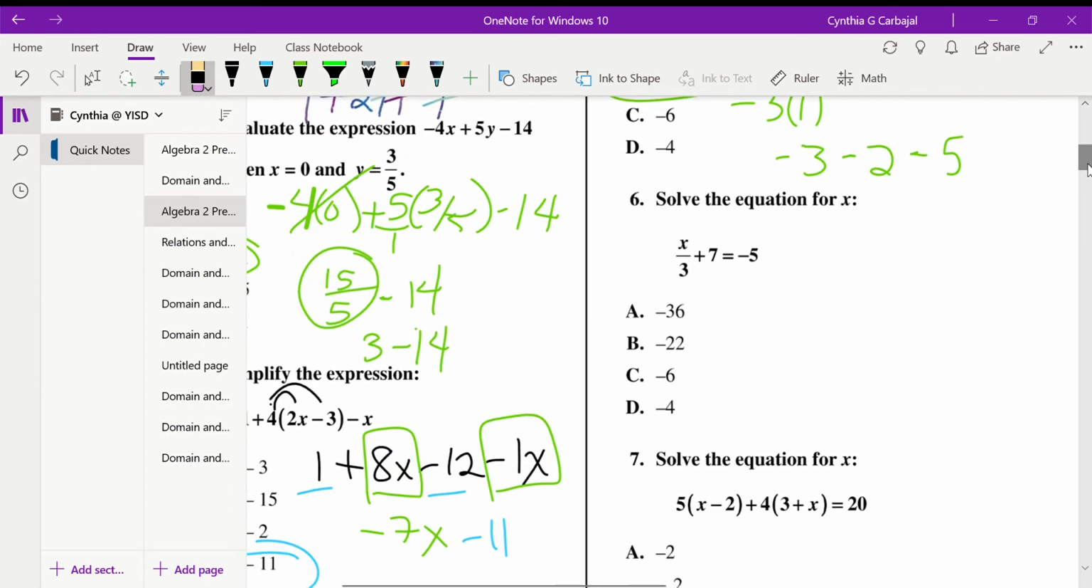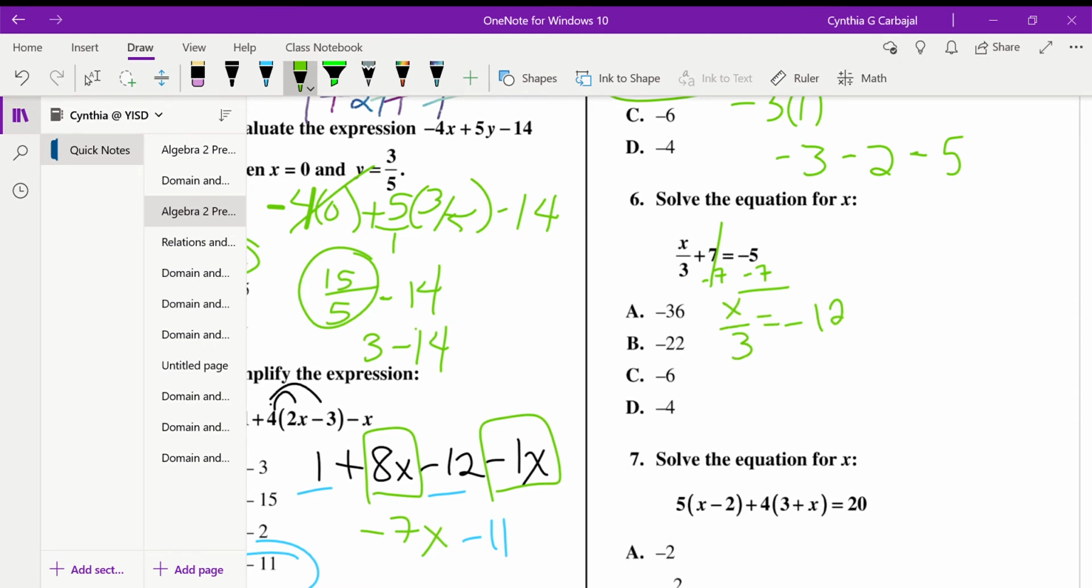Number 6. On number 6, you're supposed to solve for x. So the first thing to do there is get rid of the 7. So we're going to subtract the 7 on the left side of the equal sign. But if I do it on the left, I have to do the same thing on the right. So that'll give me -12 on the right side of the equals and bring down what's left, the fraction.